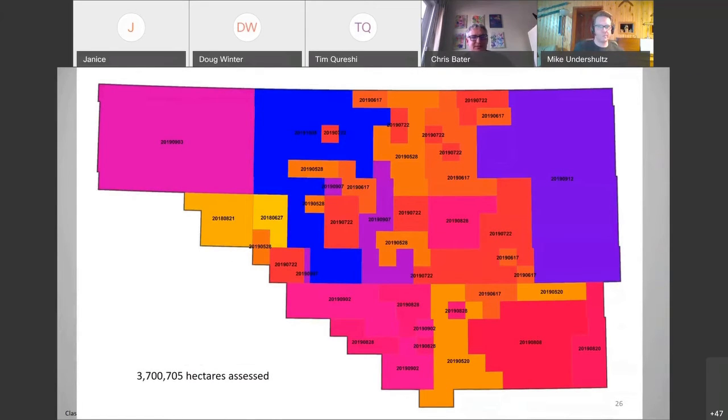Next slide, please. So here's the range of dates that we have. 3.7 million hectares were assessed. Again, I think 19 separate mini mosaics were created, and each of these were analyzed separately. So next slide, Mike.